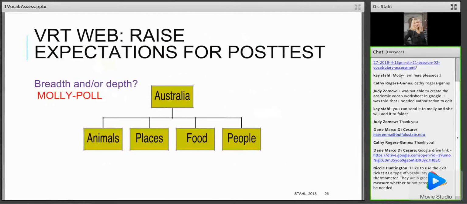But again, I like to raise the stakes. So in the post-test, I'm going to raise the stakes, and they're going to have to put those words, they're going to have to put them in the appropriate categories. So now, tell me about this addition to this test. Is this for depth or breadth?